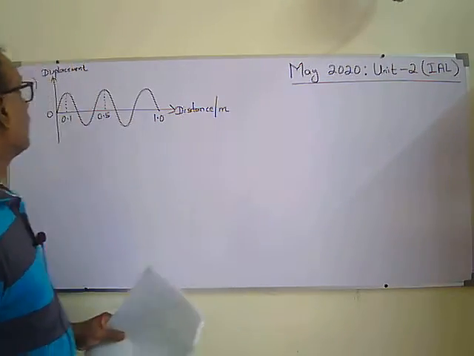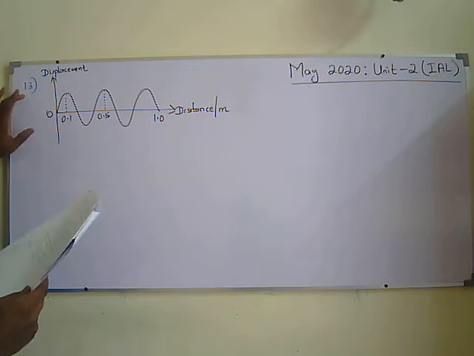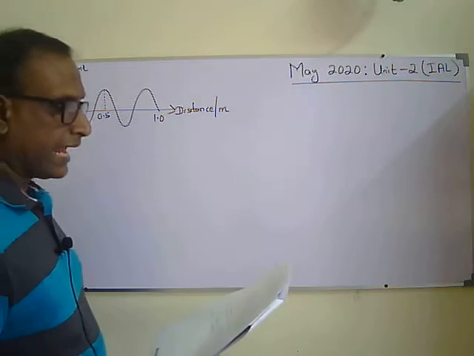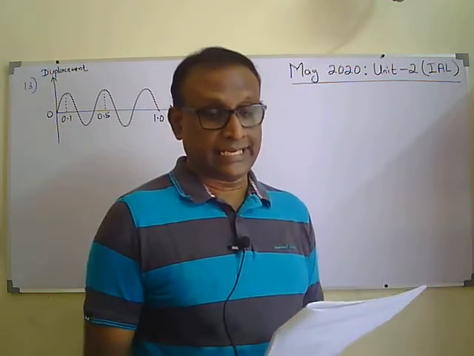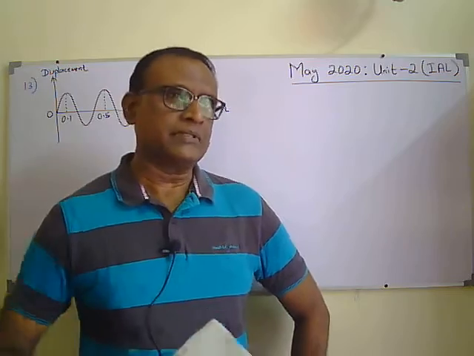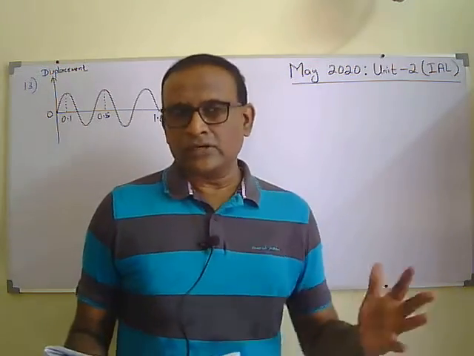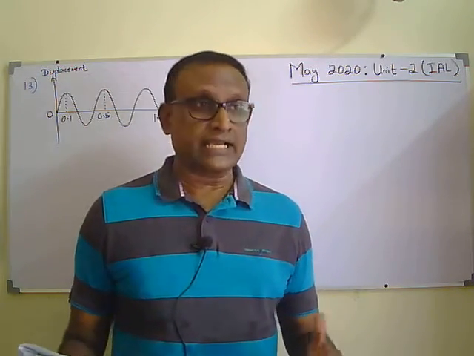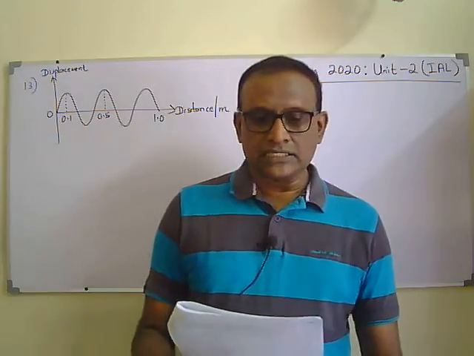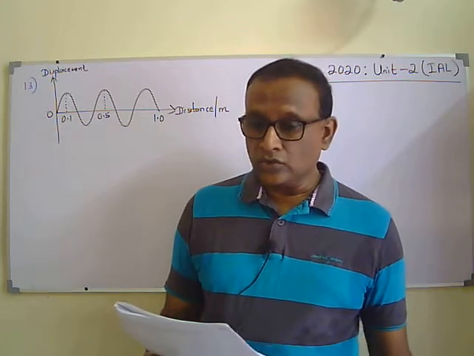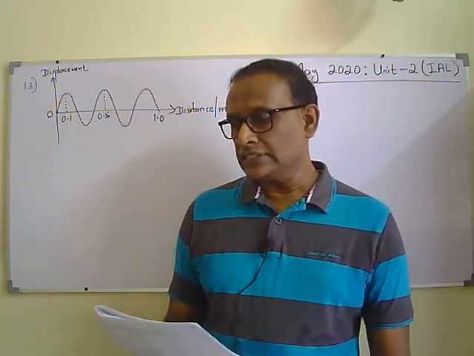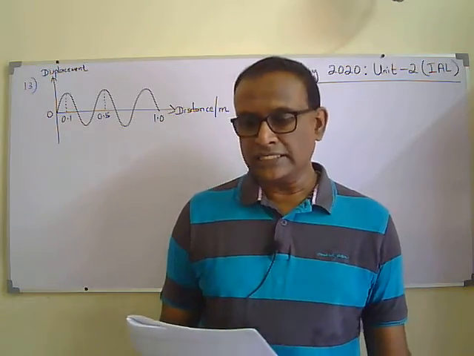Okay, so question number 13, a displacement distance graph is given. The question says an active noise reduction, ANR, is a system used to reduce unwanted noise, something like noise cancelling headphones. The function is almost the same. In ANR, a second sound wave is produced that cancels the first. ANR is used in aircraft to reduce the noise heard from the engine.